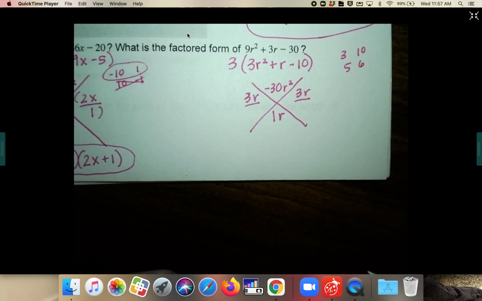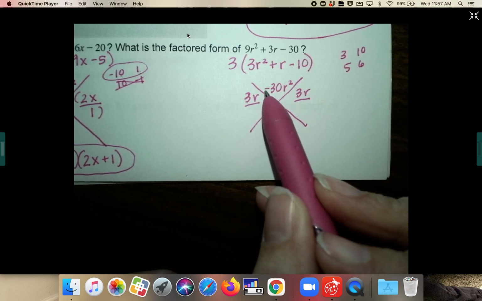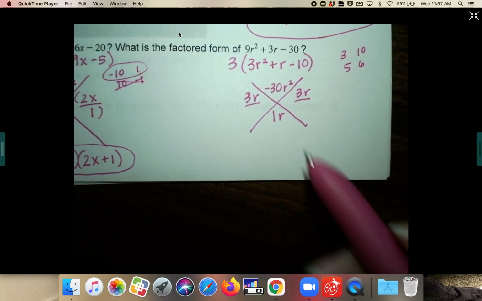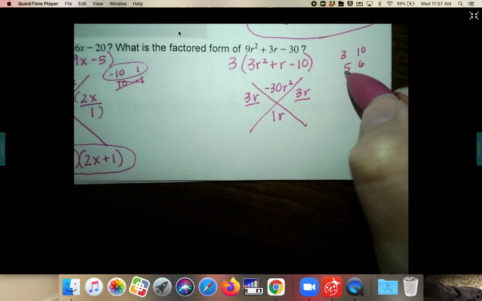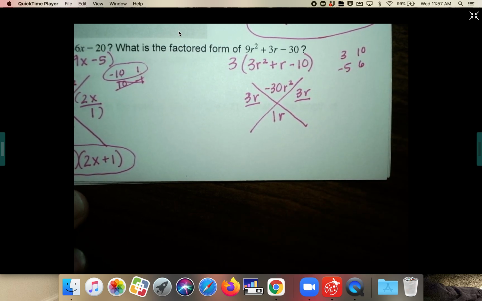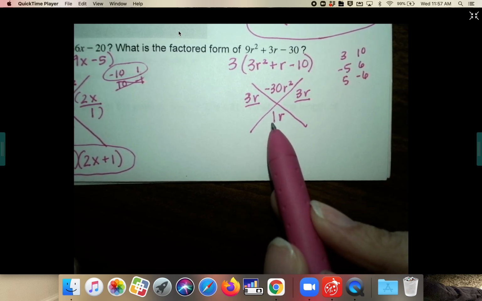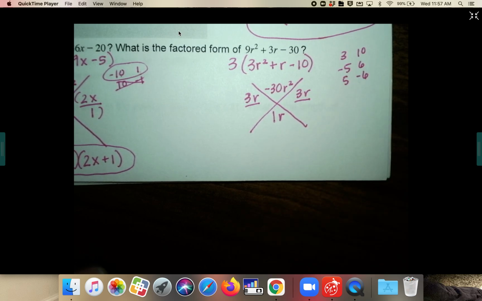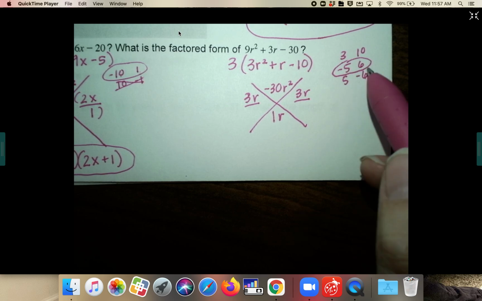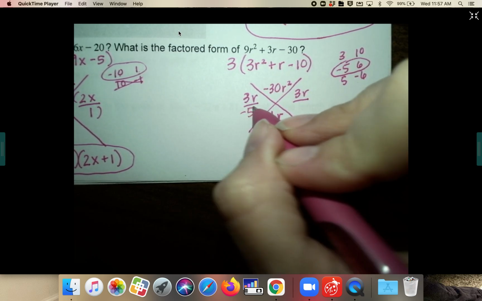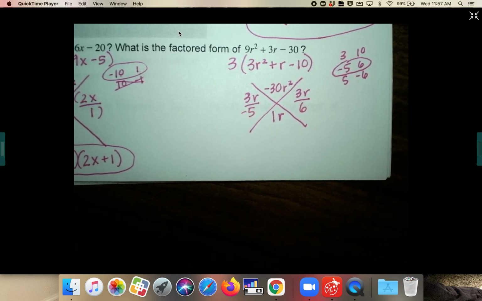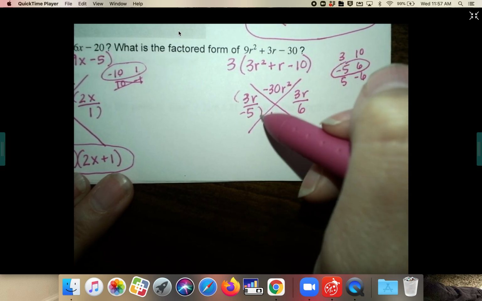Now let's figure out the positives, negative stuff. When we multiply, we need it to be negative. The only way to multiply and be negative is one of each. So we're either going to have negative 5, positive 6, or positive 5, negative 6. Which one will give us a positive 1 when added? It's going to be this one. So I need a negative 5 and a positive 6 down here. Negative 5, positive 6. All right, these won't simplify, so it's done.